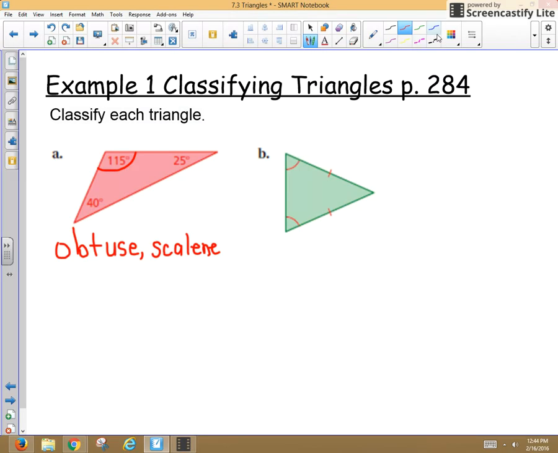The next one, for activity B, has two angles that are congruent in length. If two are the same size, it makes me think that there's a possibility that the third angle could be the same size. We don't know that for sure, but what we do know, by looking at all three angles, is that even this one is an acute angle. Since all three are smaller than 90 degrees, we say it is acute. And we also know that two sides are congruent by looking at the tick marks here. When two sides are the same length, we call it isosceles. So this is an acute isosceles triangle.